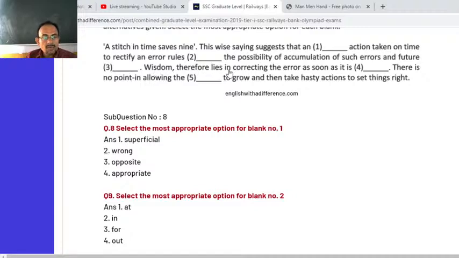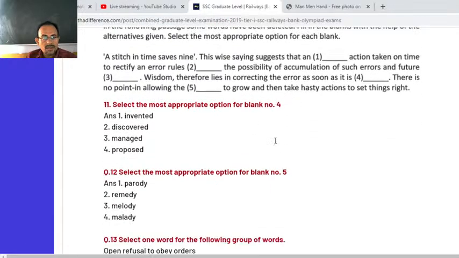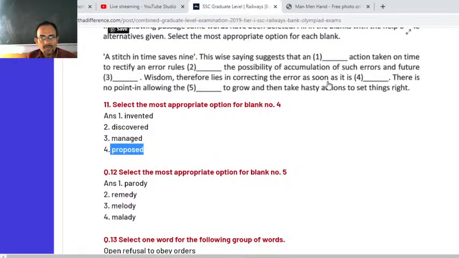Okay, now, wisdom therefore lies in correcting the error as soon as it is. Here you'll find again, as soon as it is, invented, discovered, managed, or proposed. Wisdom therefore lies in correcting the error as soon as it is. What should be the answer? Tell me. Wisdom therefore lies in correcting the error as soon as it is. So it should be discovered. Very good. Nice. As soon as it is discovered.